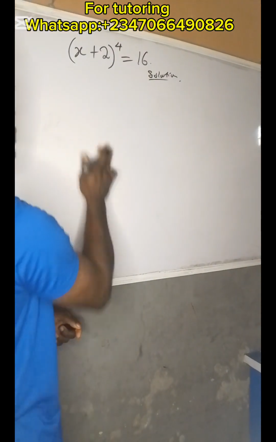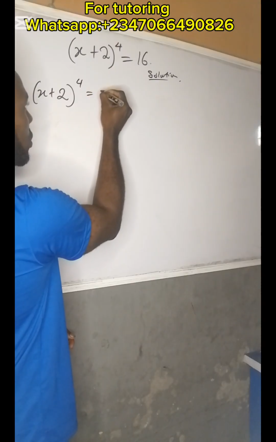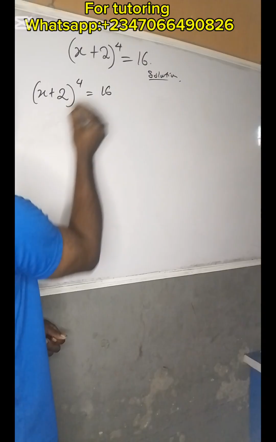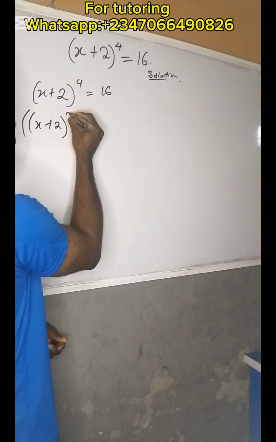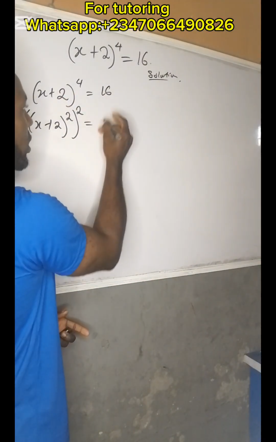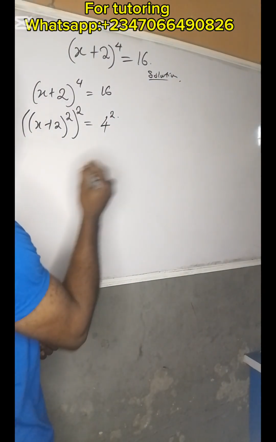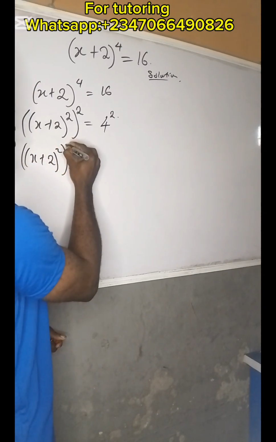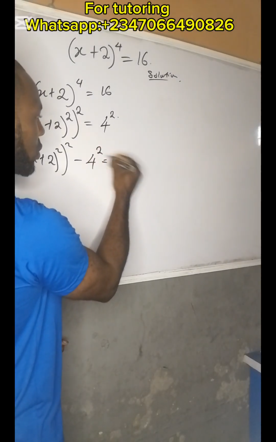We have it in this form: (x + 2)^4 = 16. We can write it as ((x + 2)^2)^2, and 16 can be seen as 4^2. So we can write this as ((x + 2)^2)^2, and when 4^2 comes to the other side, minus 4^2 equals 0.